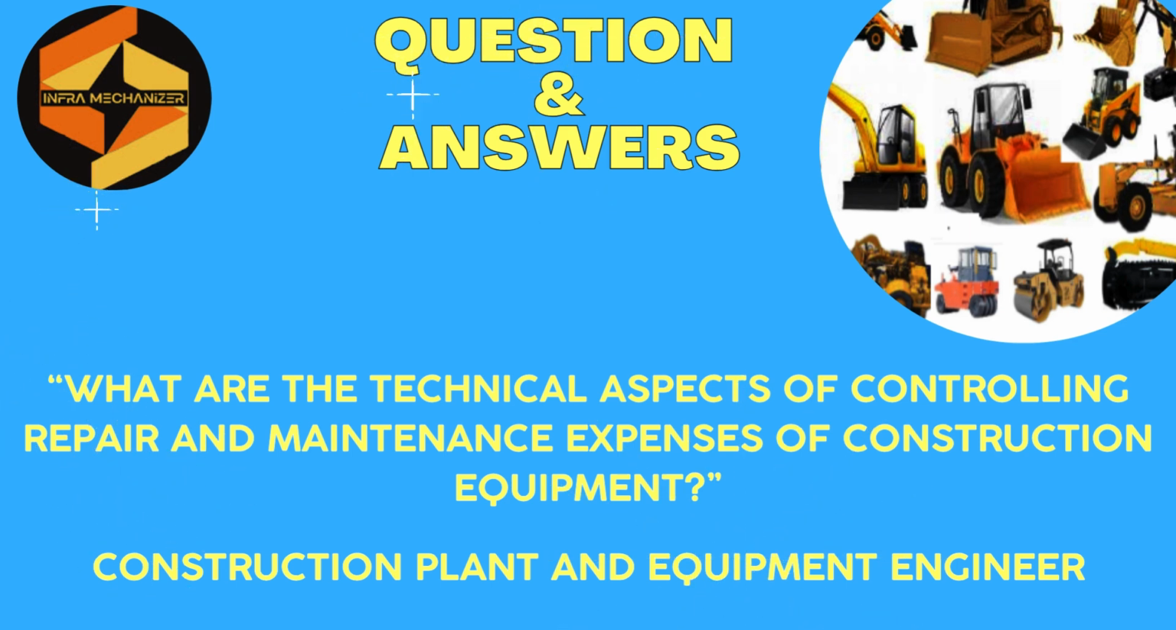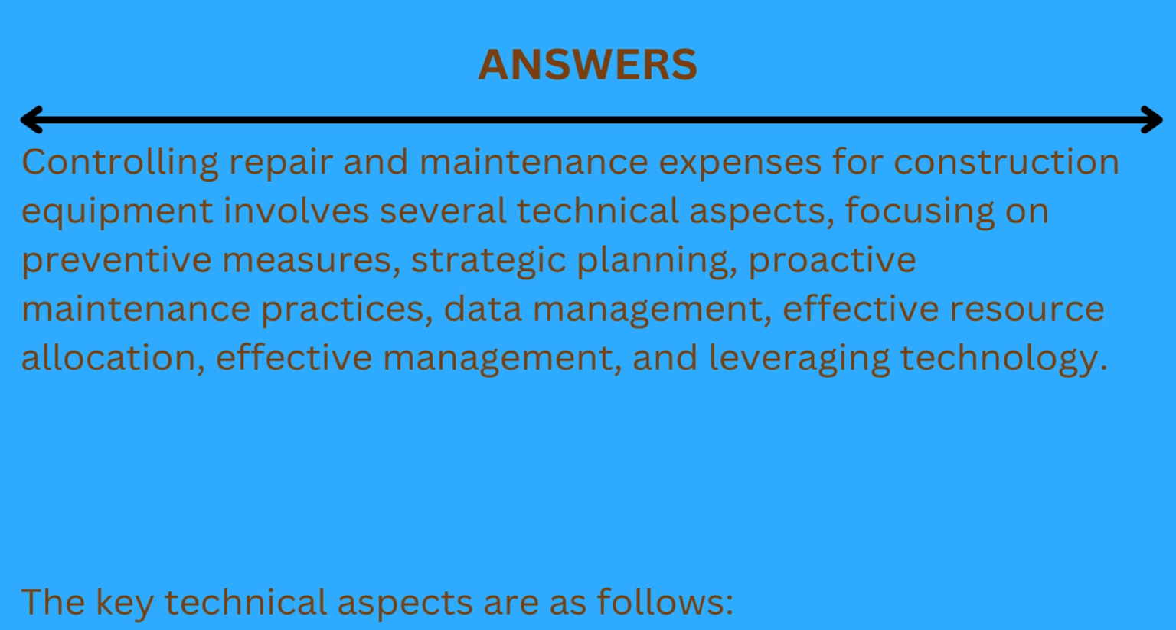What are the technical aspects of controlling repair and maintenance expenses of construction equipment? Answers. Controlling repair and maintenance expenses for construction equipment involves several technical aspects, focusing on preventive measures, strategic planning, proactive maintenance practices, data management, effective resource allocation, effective management, and leveraging technology. The key technical aspects are as follows.